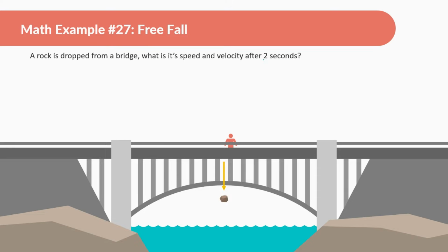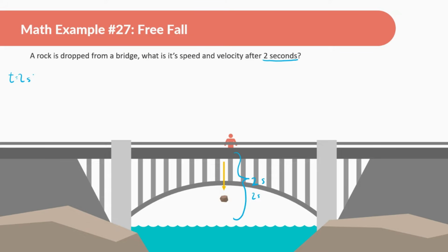It almost seems like we only have one key piece of information, 2 seconds. How are we going to do this if we only know that this rock is going to take 2 seconds to hit the ground? Well, let's write down the key piece of information that we know first. t is equal to 2 seconds.